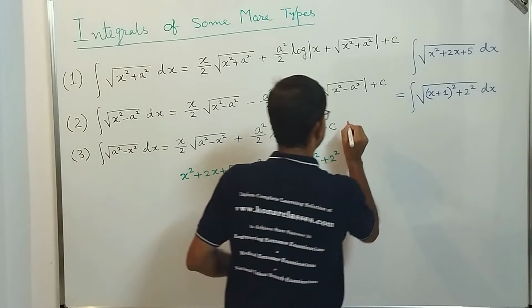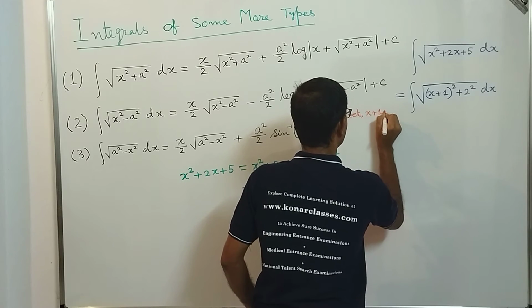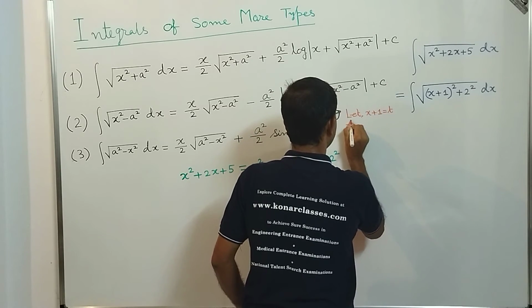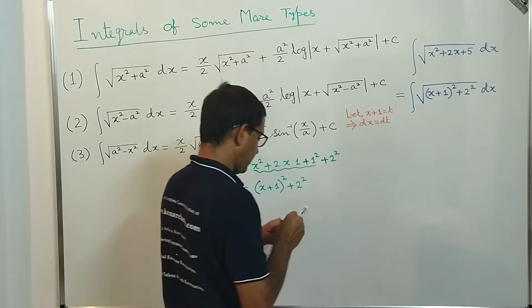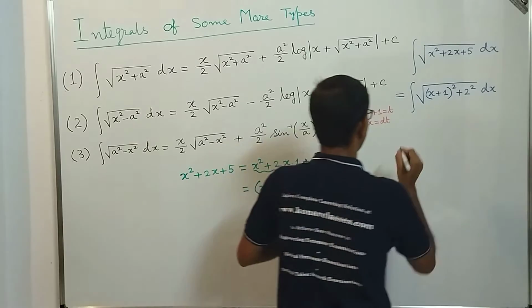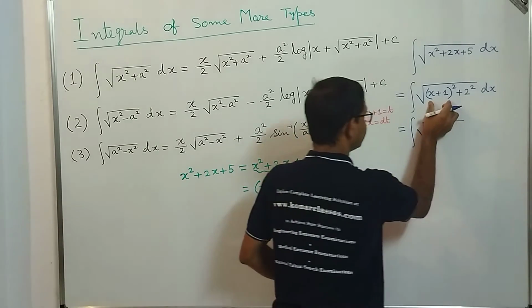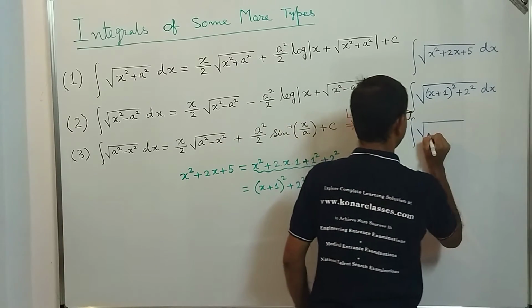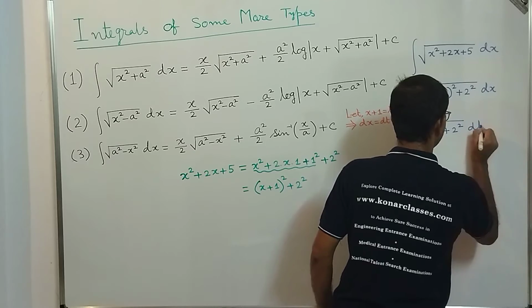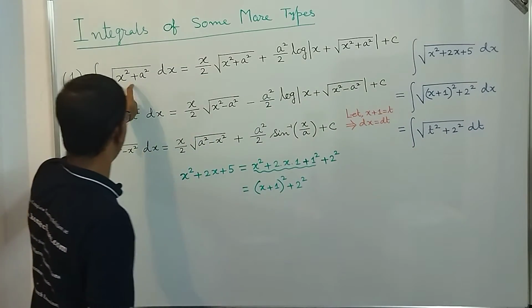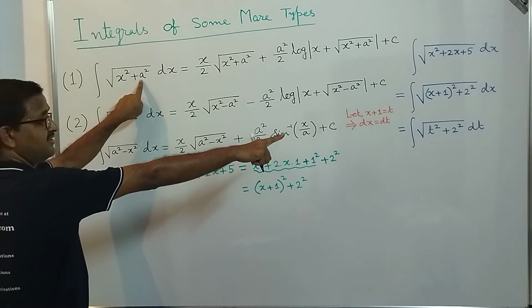Let x plus 1 equal to t, this implies dx equal to dt. So this integration will be the integration of square root of x plus 1 whole square, which means t square, plus 2 square, dx equal to dt. We can directly apply this formula, where x is nothing but t and a is nothing but 2.